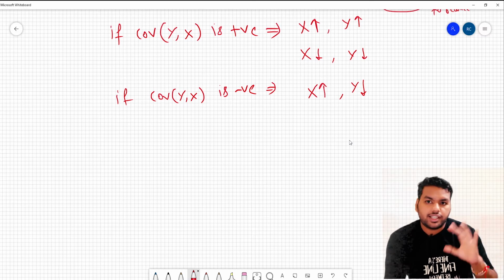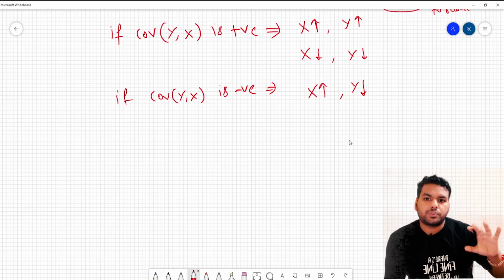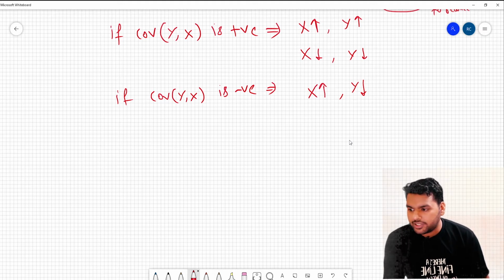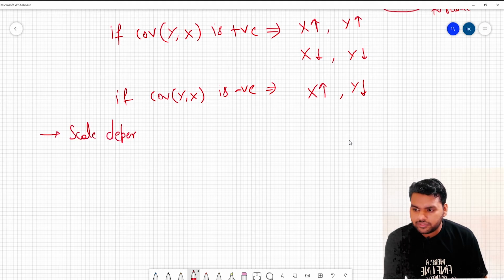But it just tells us that this is varying with this and this is varying with this. So the drawback in the covariance is that it is scale dependent, it depends on the measurement unit.